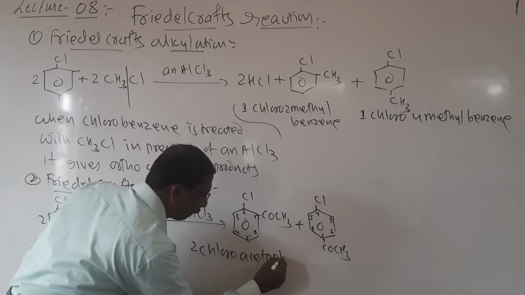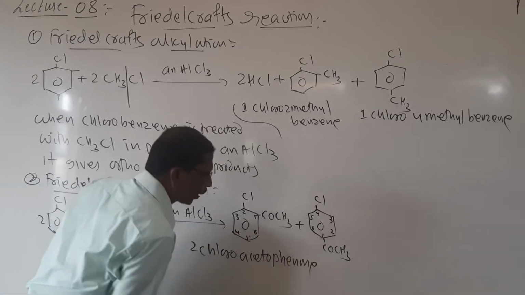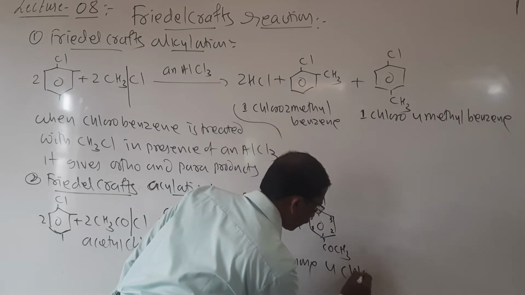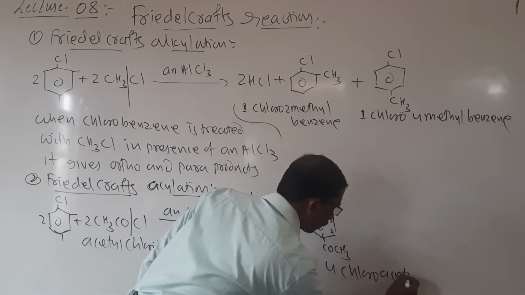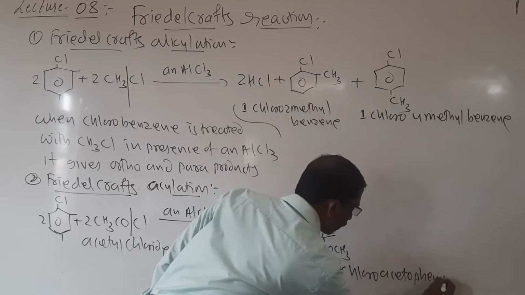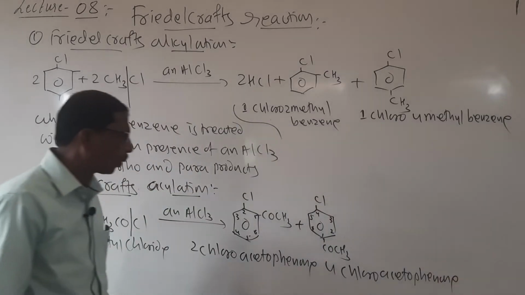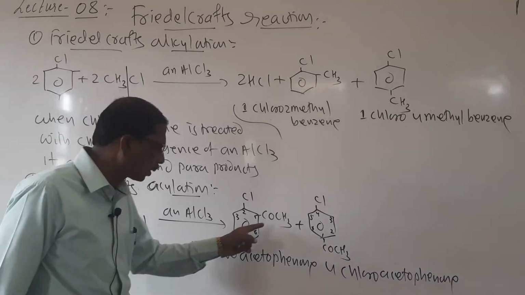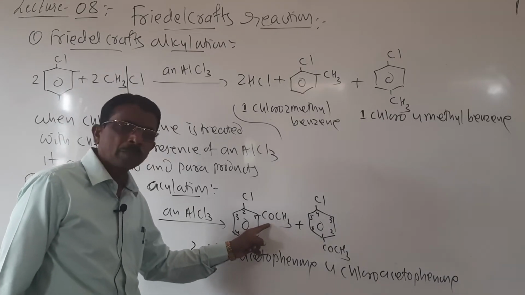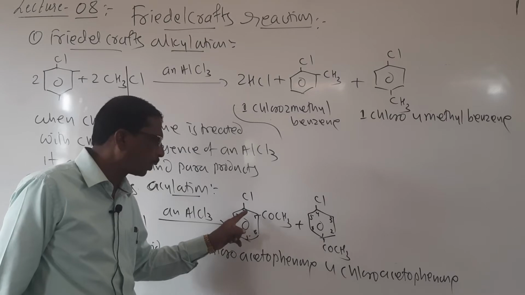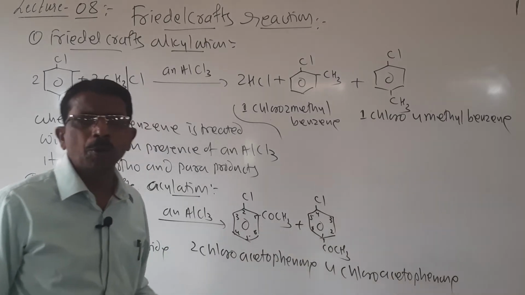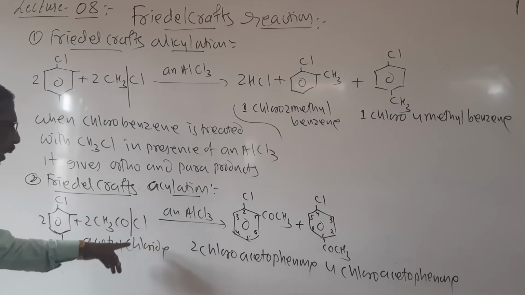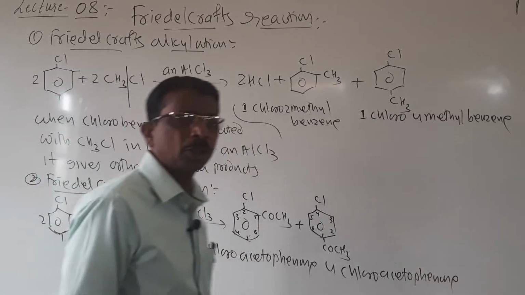So then it is called 2-chloroacetophenone, and it is 4-chloroacetophenone. 2-chloroacetophenone and 4-chloroacetophenone. And according to the IUPAC system, it is called ethanone, so it is 1-phenyl chloroethanone. You may also write this. So here it is Friedel-Crafts acylation and Friedel-Crafts alkylation.